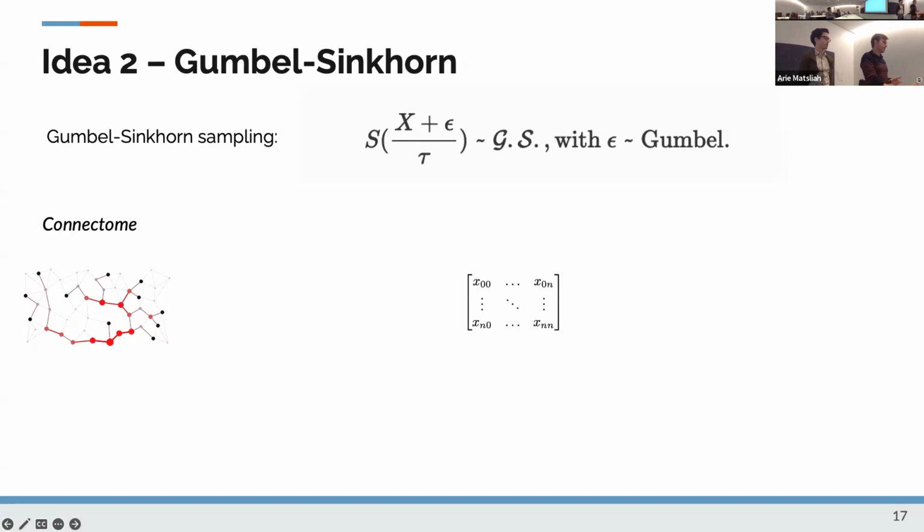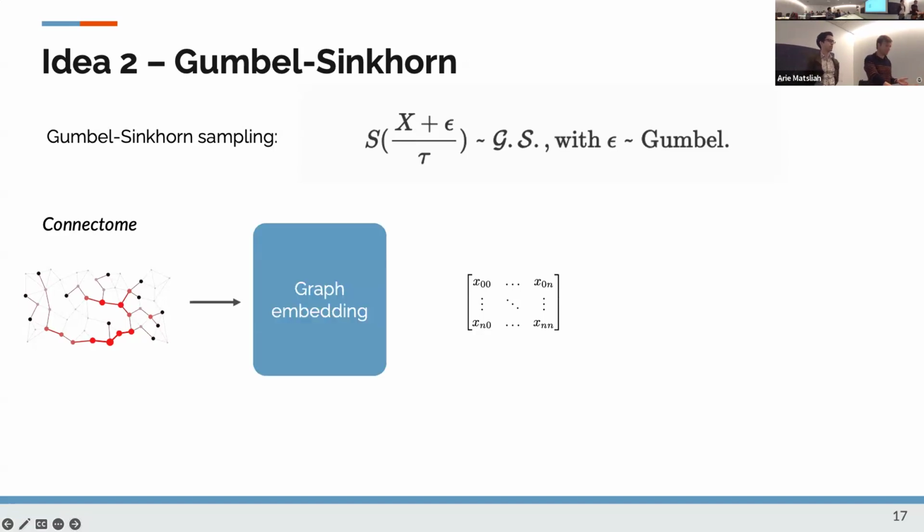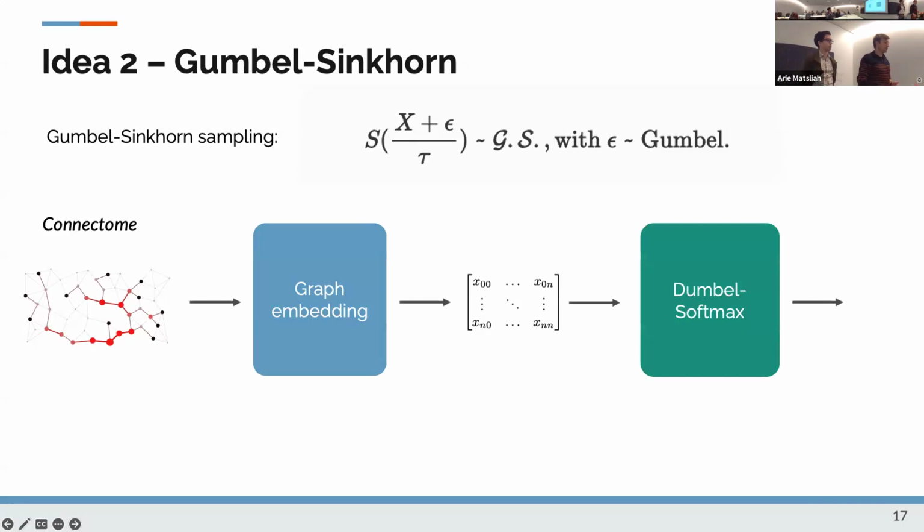So the idea is the following, right? You take the connectome and put it into some sort of graph embedding, whatever kind of method you want to use. Then that graph embedding gives you an n-by-n matrix with only positive elements. Then using the Gumbel softmax, you get a very beautiful permutation matrix out. You apply the permutation matrix, you multiply it, and boom, you win the challenge.